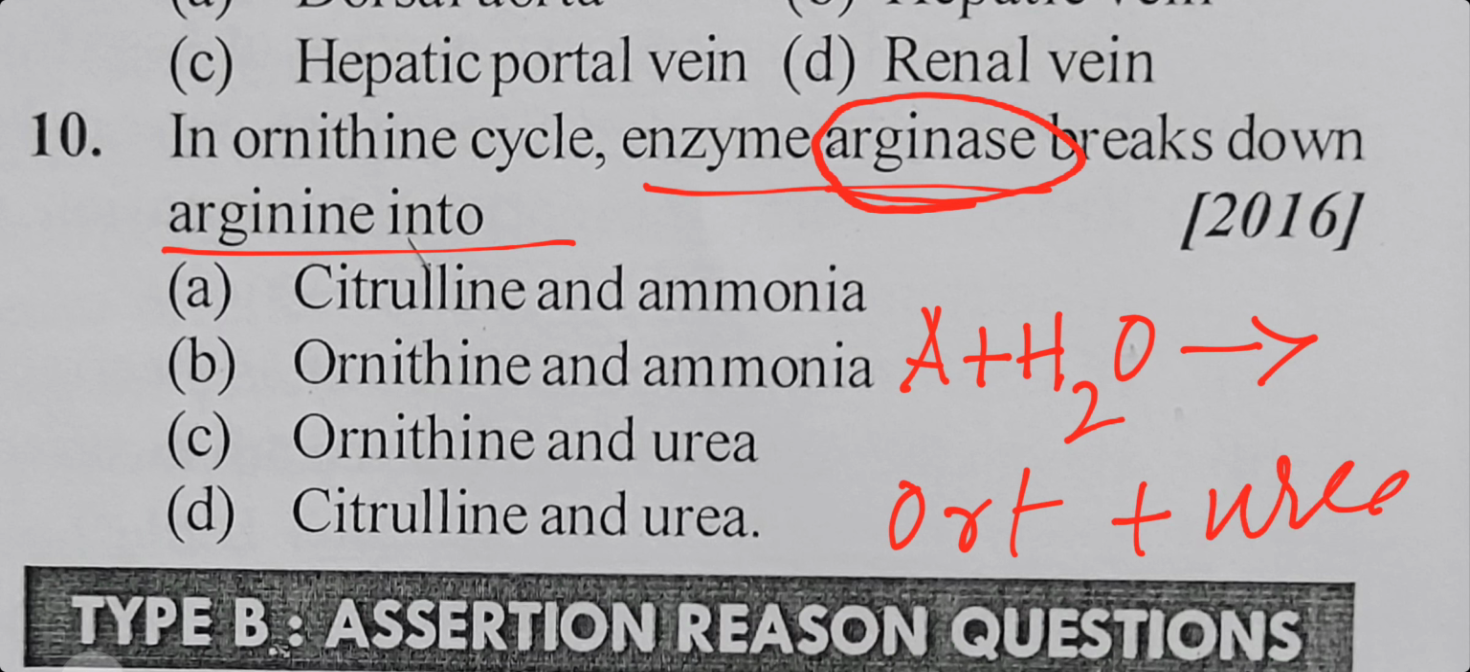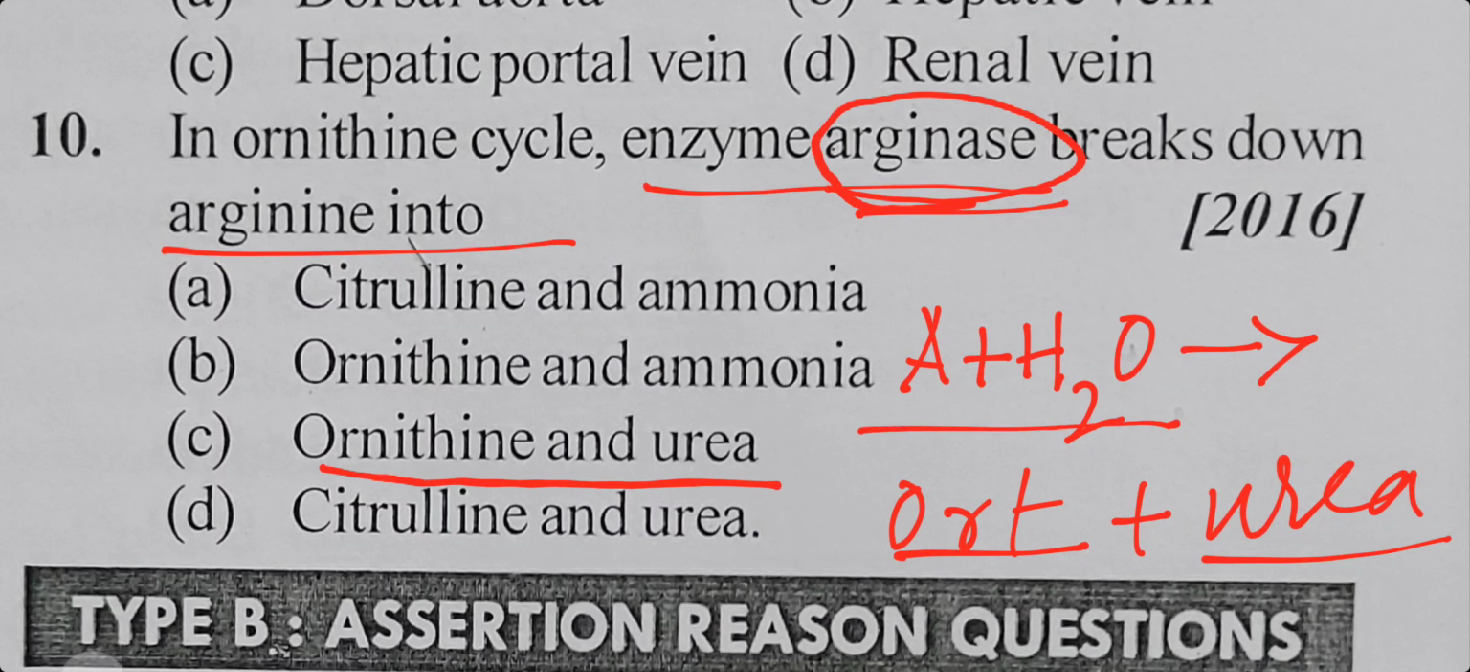plus urea. And this arginase is the final enzyme of the urea cycle. So the answer is ornithine plus urea, which is in the third option. You should remember this: arginine combined with water gives rise to ornithine and urea. That is done by the enzyme arginase, and it is the final enzyme in the production of urea.